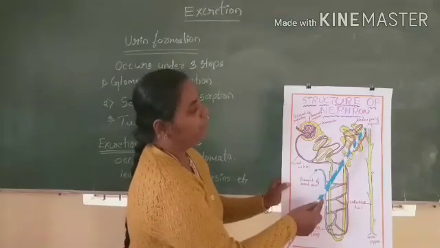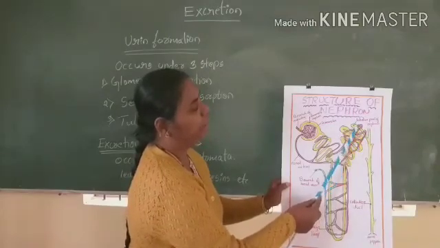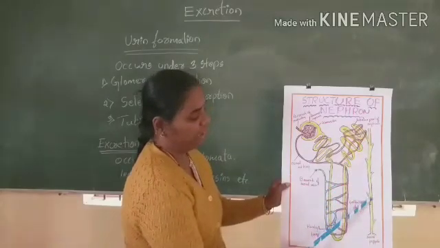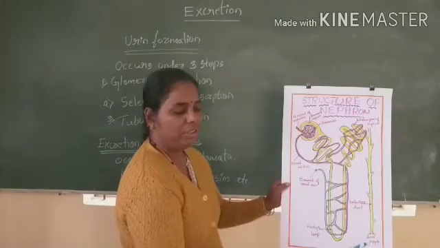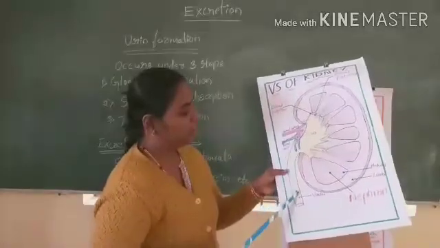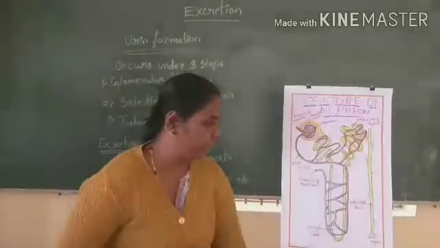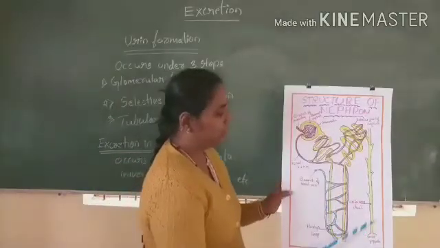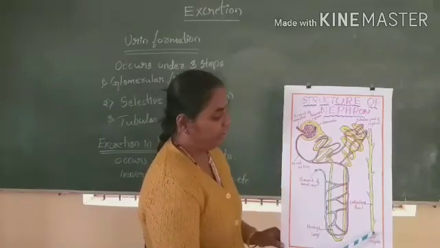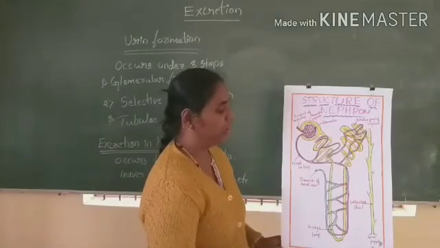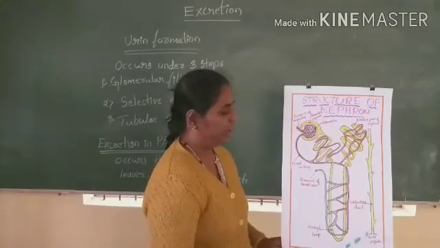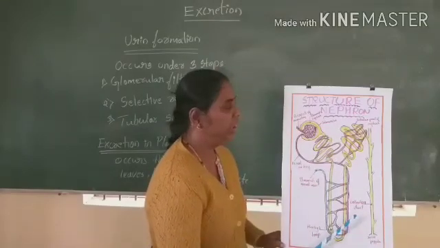Now, by this time, we call this fluid filtrate urine. Then the urine is collected by the collecting duct and dumped into the pelvis. From this pelvis, the urine passes into the ureter and then it is collected in the urinary bladder. The color of the urine is straw color. In the urinary bladder, the urine is collected temporarily and then eliminated out of the body through the urethra. This is about the urine formation in the nephron.